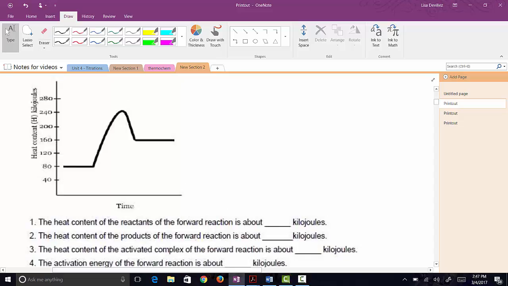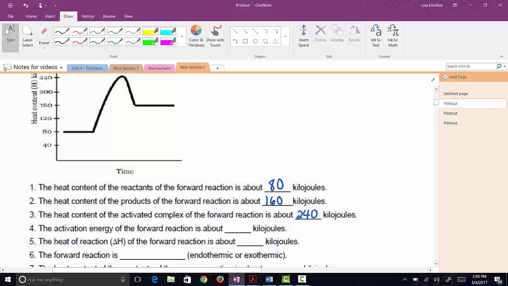Okay, we didn't go over this part in class, but in the event that you wanted to use this to make sure that you're good to go with these energy diagrams, I'll fill in the answers for this. So reactants of the forward energy, it's about 80, and the products is about 160, and the activated complex is right around 240.